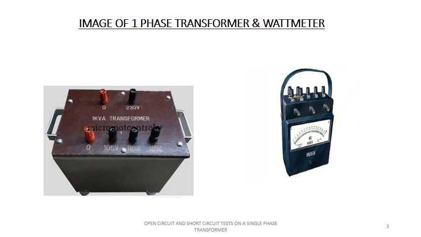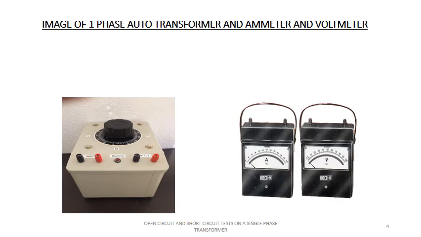Here images of the single phase transformer and wattmeter are given. You can see that the single phase transformer is a 1 kVA transformer, with input 0 to 230 volt and output 0 to 105, 110 and 115 volt, and this transformer can be used as a step down and also as a step up transformer. The wattmeter is also given. Here you can see the image of the single phase auto transformer, and the ammeter and voltmeter images.